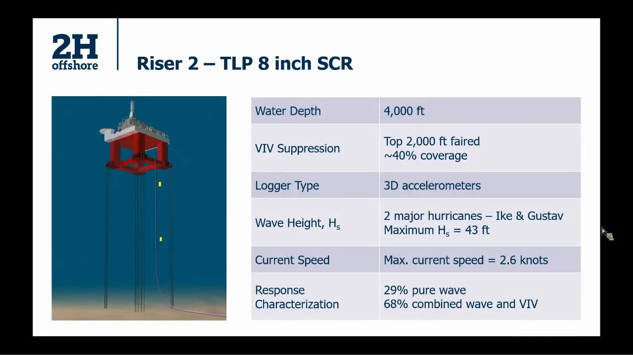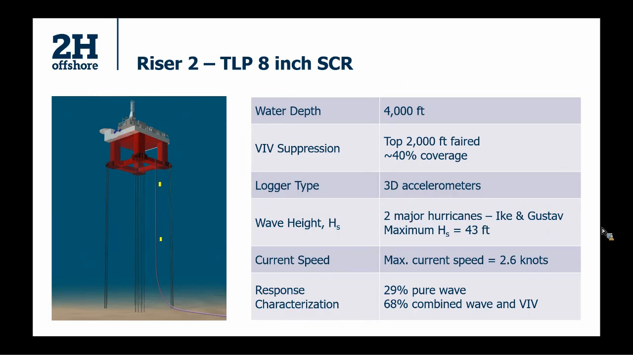Riser 2 is also a TLP riser, and it is partially faired, and it does not have a lot of instrumentation, just two loggers. However, it has a lot of good data. We got two hurricanes, Ike and Gustav, passing through it, and HS up to 43 feet, almost like a 100-year hurricane, were observed. Current speed was also higher compared to Riser 1. We saw a max speed of 2.6 knots.